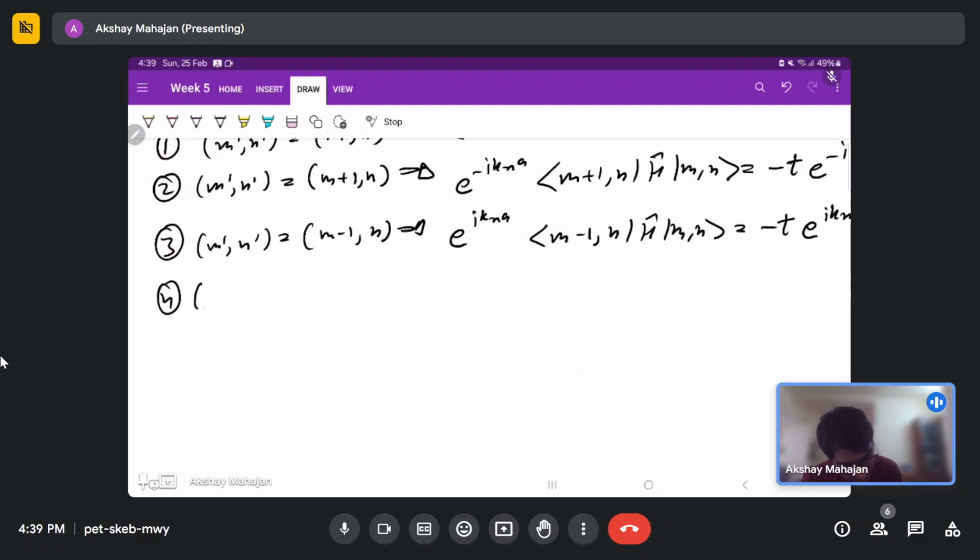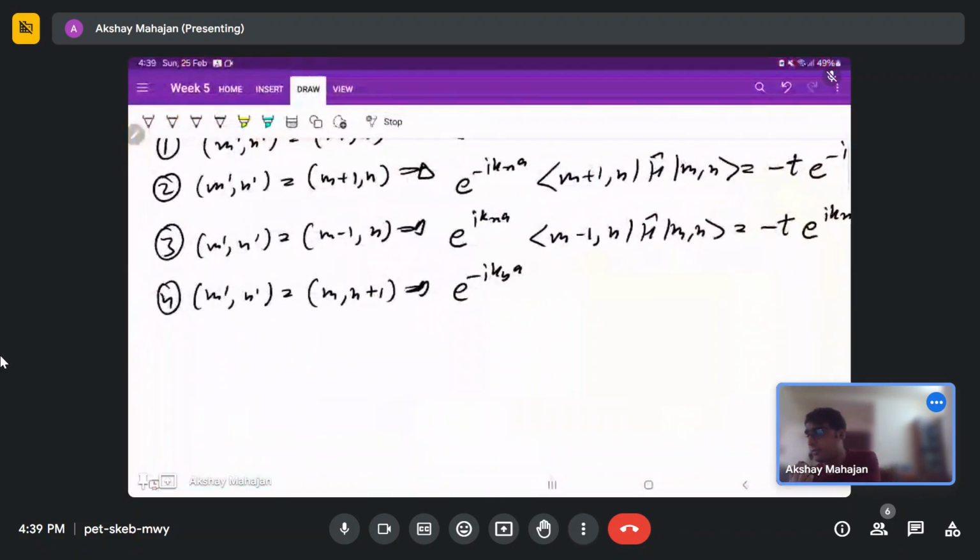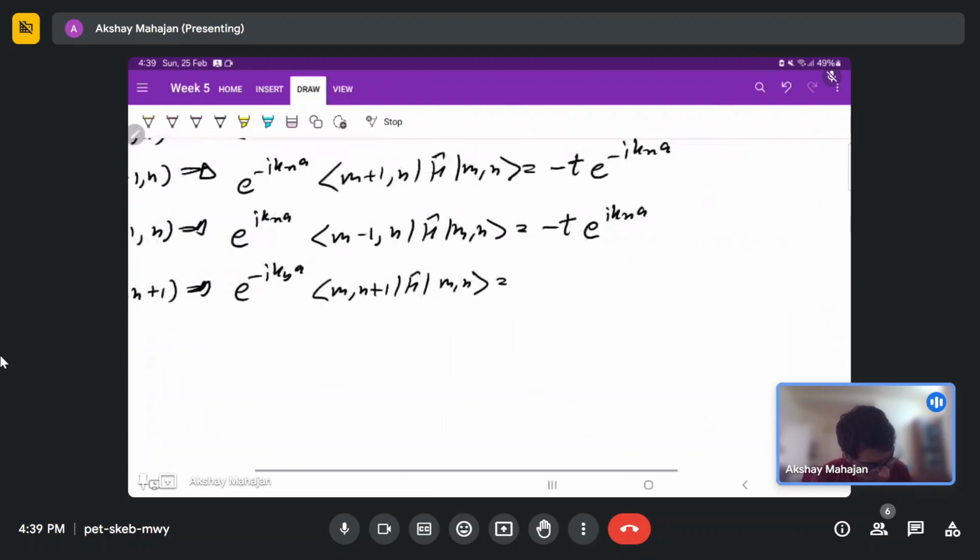The next term that we are going to have is when m prime n prime equals m comma n plus 1. We get e to the power minus iota ky of a, m comma n plus 1, h cap, m comma n. So this will give us minus t times e to the power minus iota ky of a.